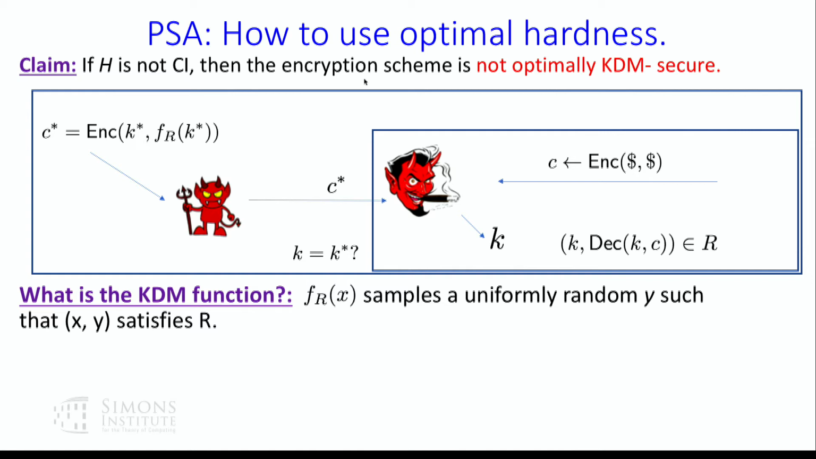So I haven't entirely specified what's going on. I said there's some function. I haven't told you what the function is. Here's the function. It's a randomized function. Given an x, it samples a random y satisfying the relation with x. And this should make sense because of what the adversary is looking for. The adversary is looking for a key such that the key and the decryption of the ciphertext satisfy the relation. So the function at least is compatible with this.